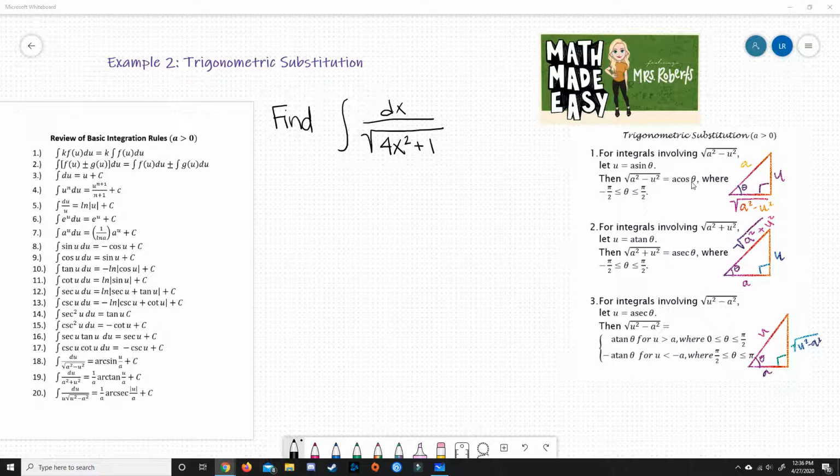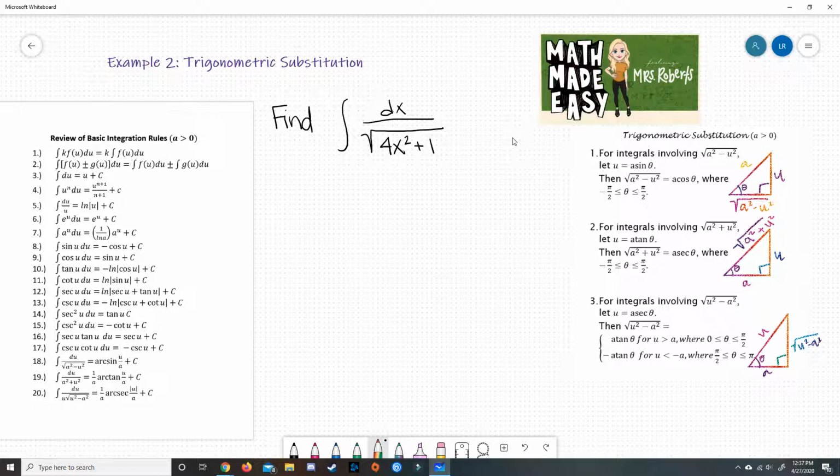And then I challenged you to figure out these other 2 triangles. In episode 1, we went through an example that specifically worked with this first rule here. So in this episode, we're going to work on another rule. So we're going to find the integral of dx over the square root of 4x squared plus 1.